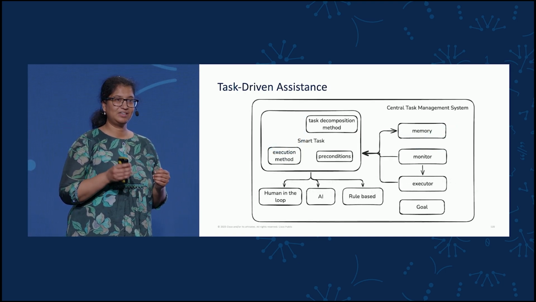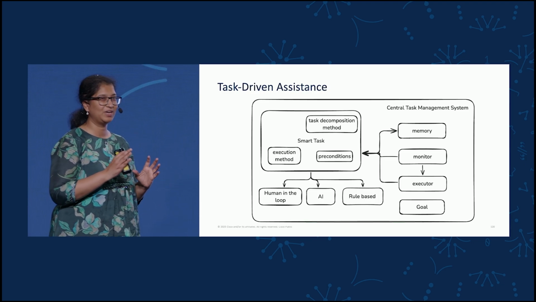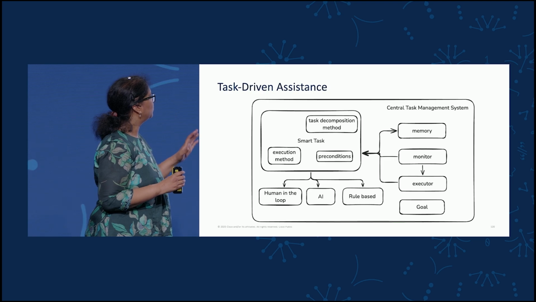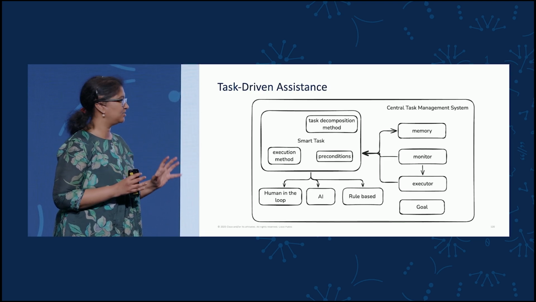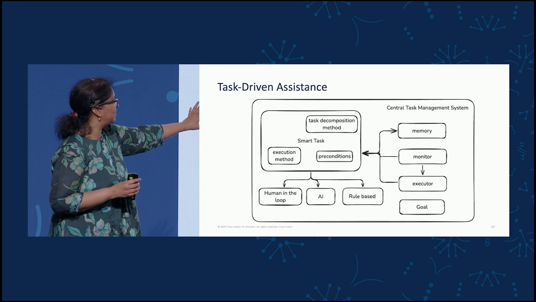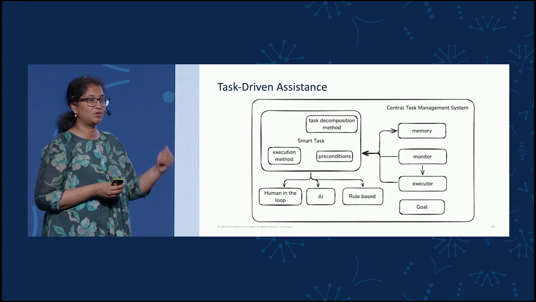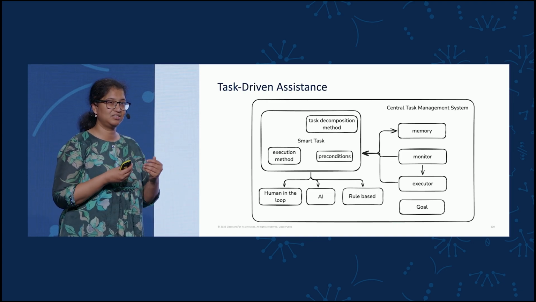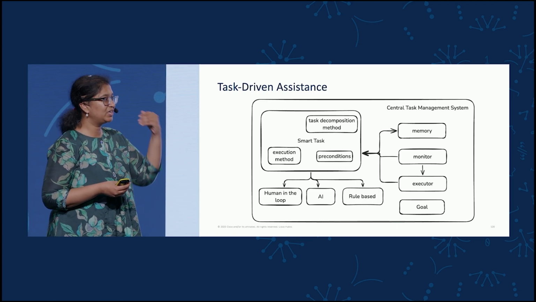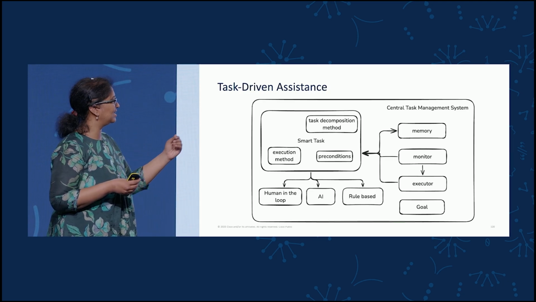So I'll dive a little bit into theory here on what this framework is about and what it consists of, so that you get the fundamentals. We have the central task management system, which is the supportive system for this smart task, as we are calling it. The central task management system provides memory, that is, it provides the context to each of these tasks. It also organizes the tasks and rearranges them as necessary. It monitors the tasks, that is, in case a task is ready to execute, it monitors it and then executes the task as well.